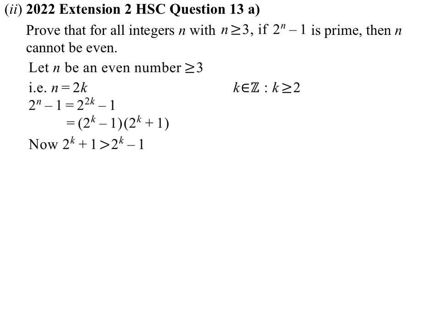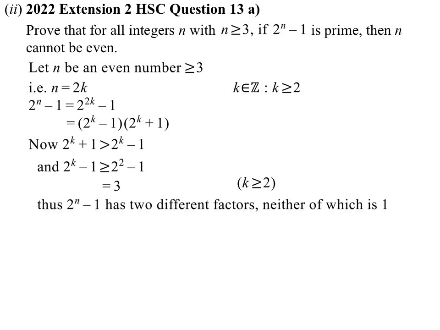I certainly know 2 to the power of k plus 1 has to be bigger than 2 to the power of k minus 1. Now if I'm trying to show neither of these could be 1, all I've got to do is show that the smaller one can't be 1, because the other one's bigger. Now 2 to the power of k minus 1 has to be greater than 2 squared minus 1, because we said k was greater than or equal to 2. And 2 squared minus 1 is 3.